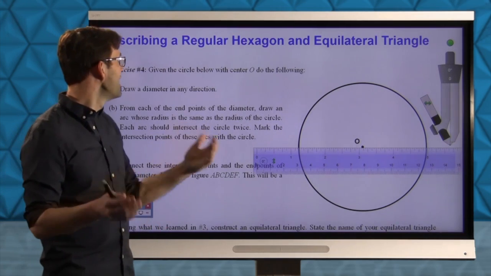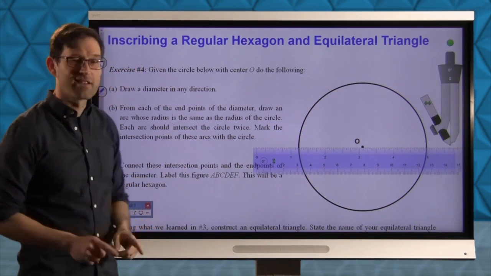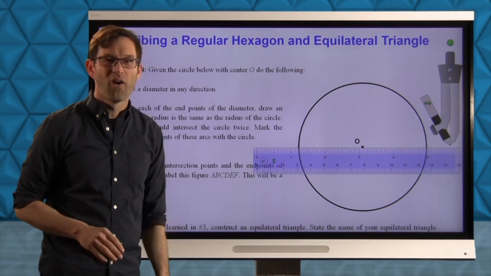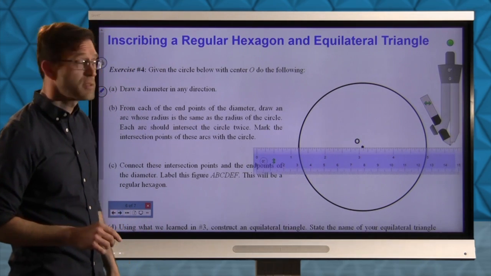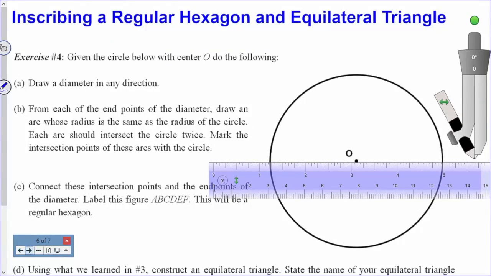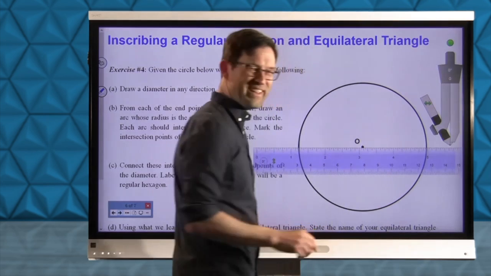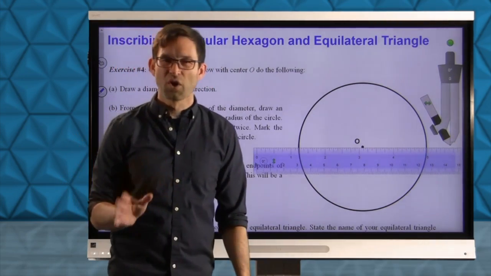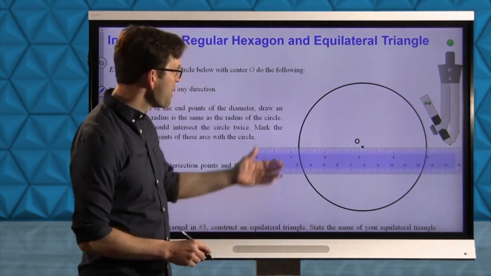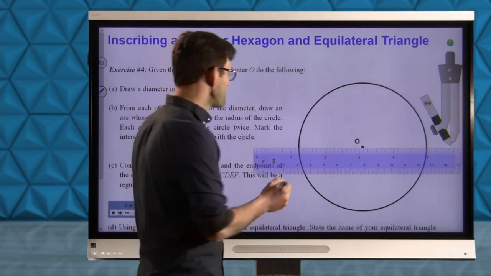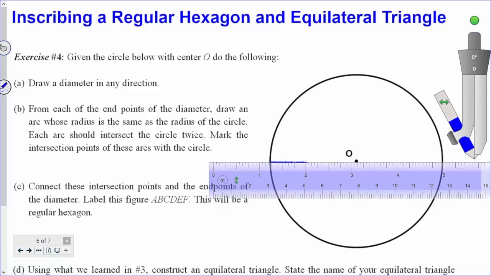All right, let's inscribe a regular hexagon and an equilateral triangle all at once. And it's an easy construction again. Let's take a look. Exercise 4. Given the circle below with center O, do the following. Draw a diameter in any direction. Okay, so just like with the square, we start with a diameter. Okay, and my ruler's all set up, so I'm going to just start by drawing this diameter in.